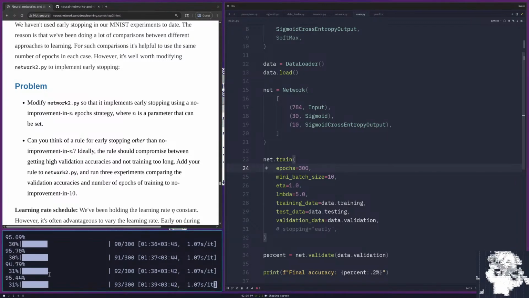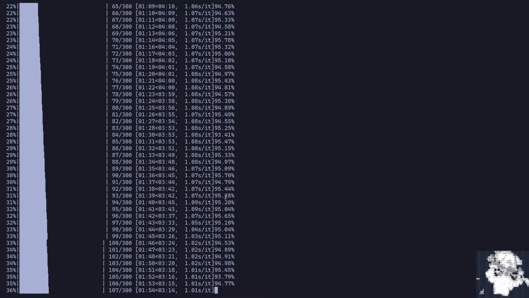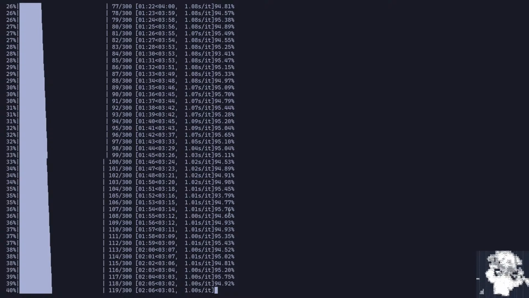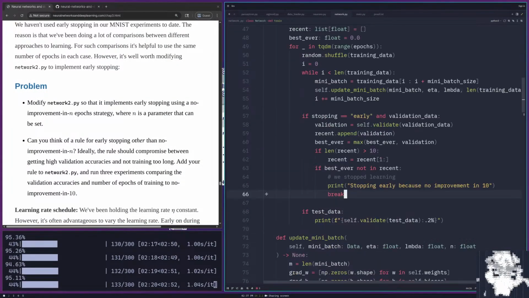It's wild that this hasn't halted yet. I would think that our max hasn't always been in the last 10. 95.76, that's pretty high. So once that goes out of, well, yeah. We should have stopped by now because the last 10 don't include 95.76. So what am I doing wrong?